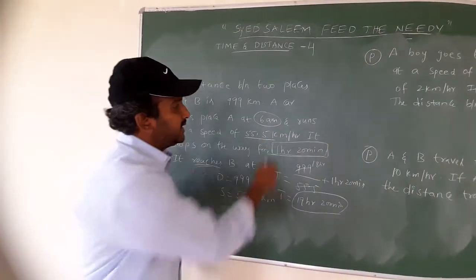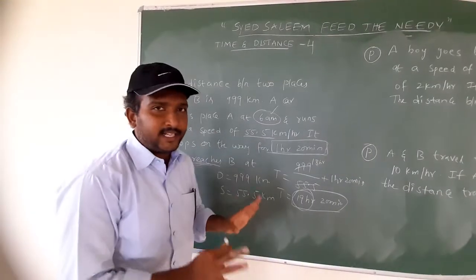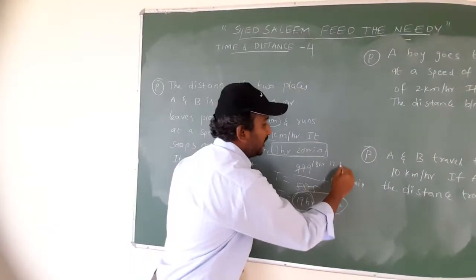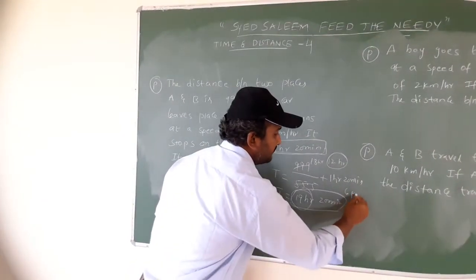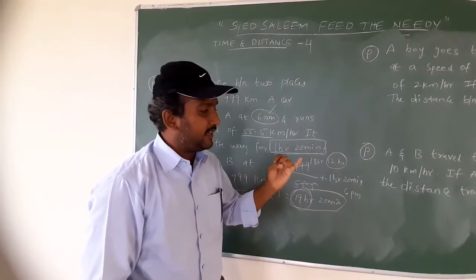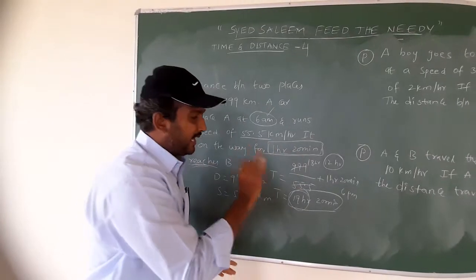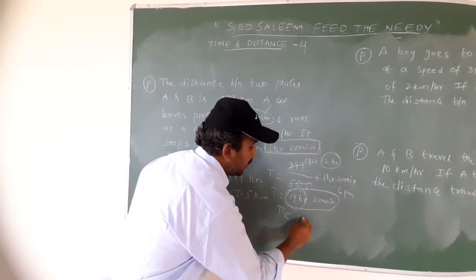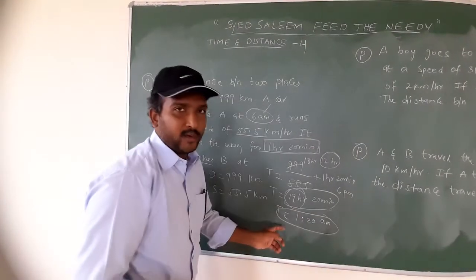They started the journey at 6 AM. Now how many hours are there? 19 hours. We know that if you add 12 hours to 6 AM, it becomes 6 PM. Is it clear? Now we have to add 7 more hours: 7, 8, 9, 10, 11, 12 AM, 1 AM. That means the time is 1:20 AM. This is the required answer for this question.